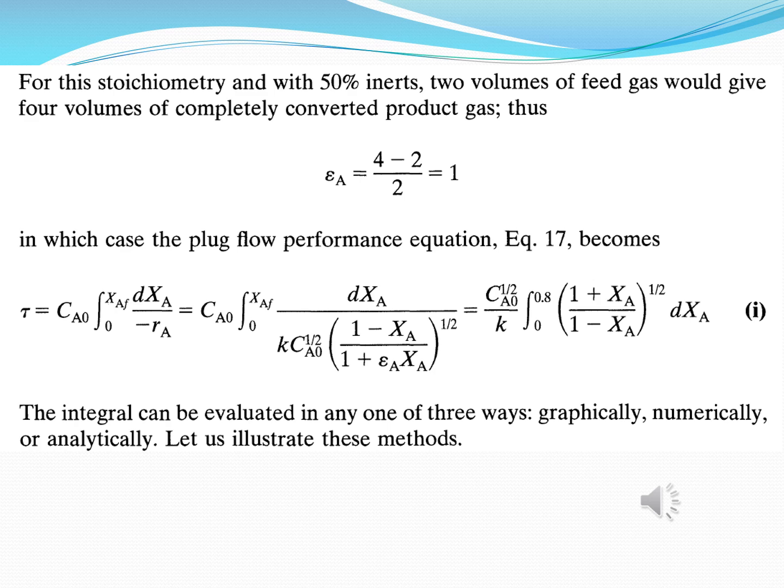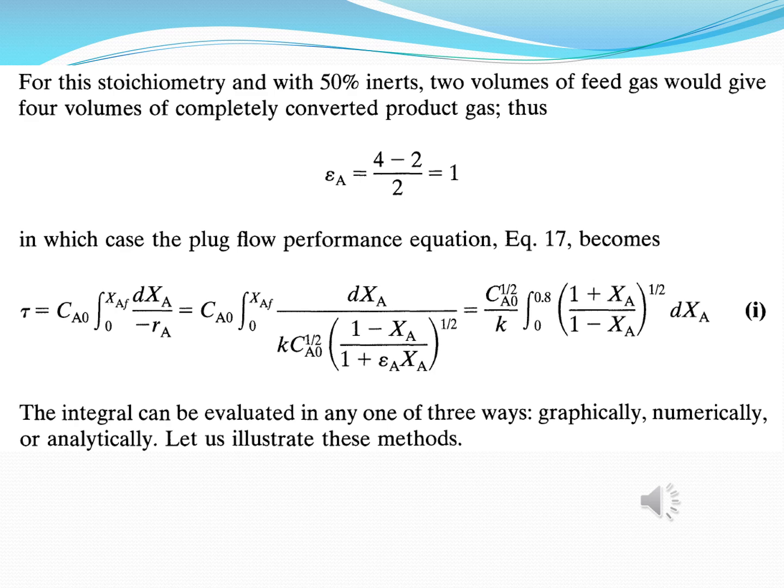If we put 3 minus 1 over 1, we will get 2. That will be incorrect, so we have to take the value of inert also. So 4 minus 2 divided by 2 gives you 1. So the EA value is 1.